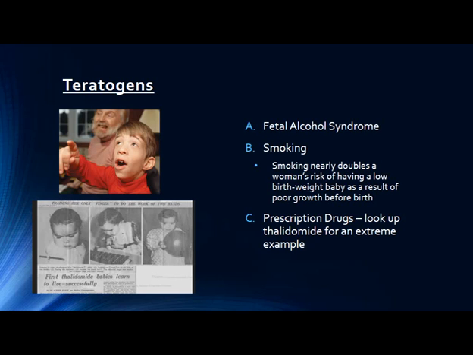Prescription drugs, again, you have to be very cautious. Thalidomide's a really extreme example if you really want to look into some extreme results. That's certainly one of those. Lots of lawsuits came out of that. You want to be very cautious during this development period.